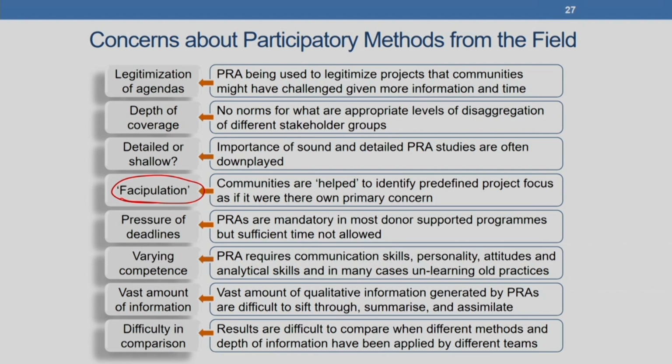There is difficulty of comparisons because the results are difficult to compare when different methods and depth of information have been applied by different teams, and this is where triangulation becomes important. When you are validating the accuracy of the results and you are entering into a triangulation exercise, it might come up that the results are incomparable when the same questions are being researched by different teams of researchers.